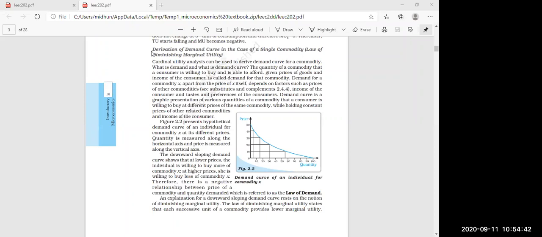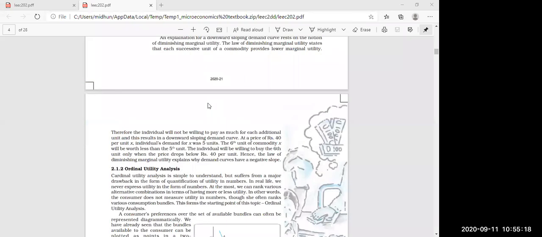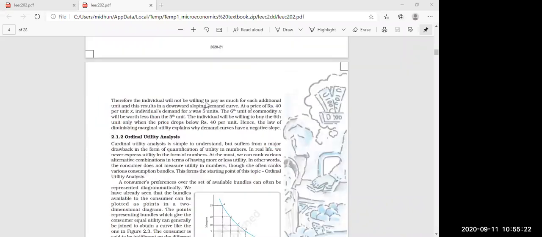An explanation for a downward sloping demand curve rests on the notion of diminishing marginal utility. So we can connect this with diminishing marginal utility. That is connected with the price too, right? The law of diminishing marginal utility states that each successive unit of a commodity provides lower marginal utility. So as we continuously consume the same product one by one, the marginal utility is reducing. Therefore the individual will not be willing to pay as much for the additional unit. We are not ready to pay what we paid for the first unit.